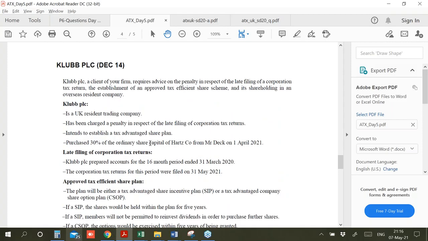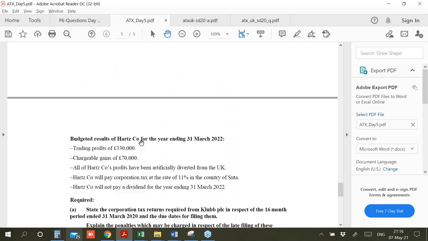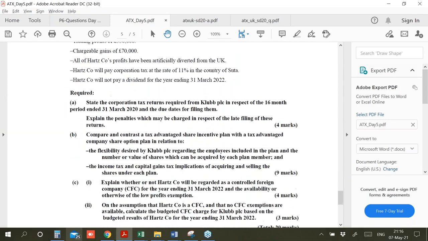Thank you. The next question is Club PLC. It is from December 14. So let's read its requirement. State the corporation tax returns required from Club PLC in respect of the 16-month period ended 31st March 2020 and the due dates for filing them.